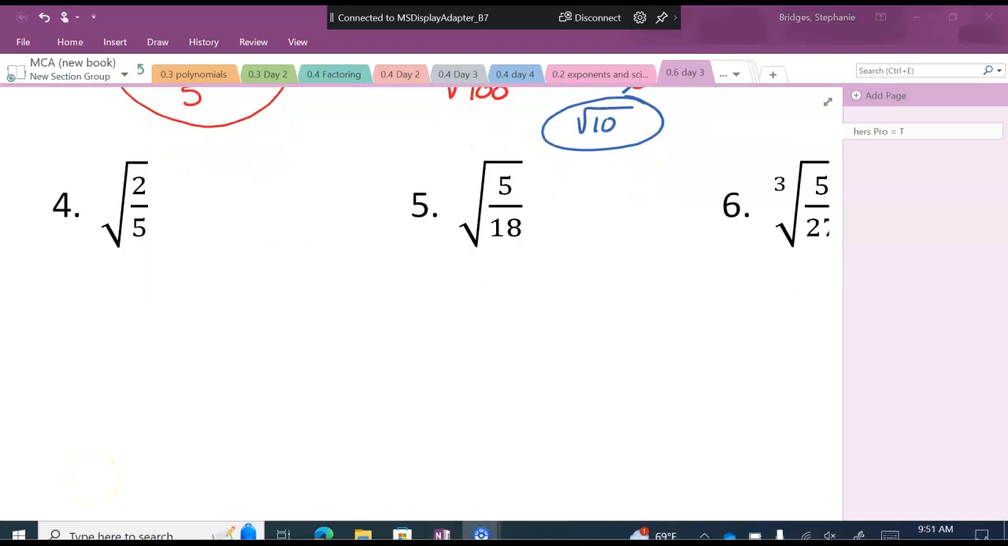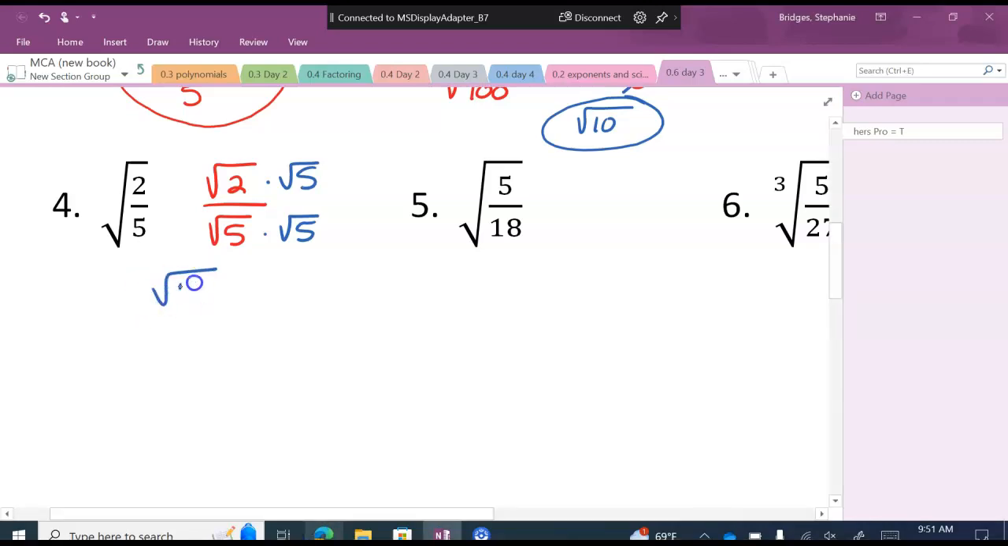Okay, with number 4, the first thing I want to do is split it apart. Anytime you have an entire fraction under a radical, you're going to take the root of both the top and the bottom. Does 5 happen to be a perfect square in this one? No. So I am going to have to do some work. What do I multiply the top and the bottom by? So we're going to multiply by the square root of 5. At the top, can I actually multiply the 2 times the 5 and get 10? Yes, because they're both under the square root sign.